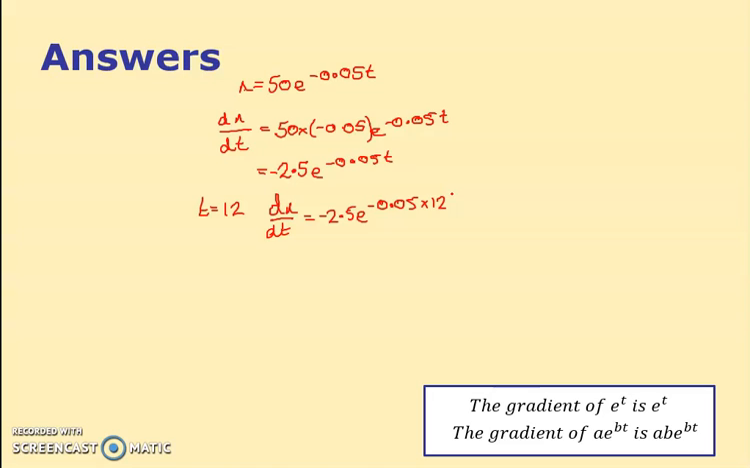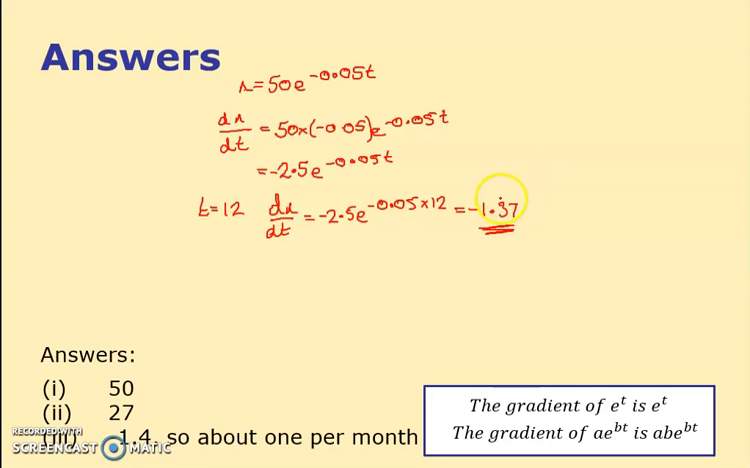So let's type it in. Minus 2.5 times e to the minus 0.05 times 12. And I get minus 1.37. Now that basically means we're losing just over one fish every month. I think that's what that's trying to show me. Let's see what I get.